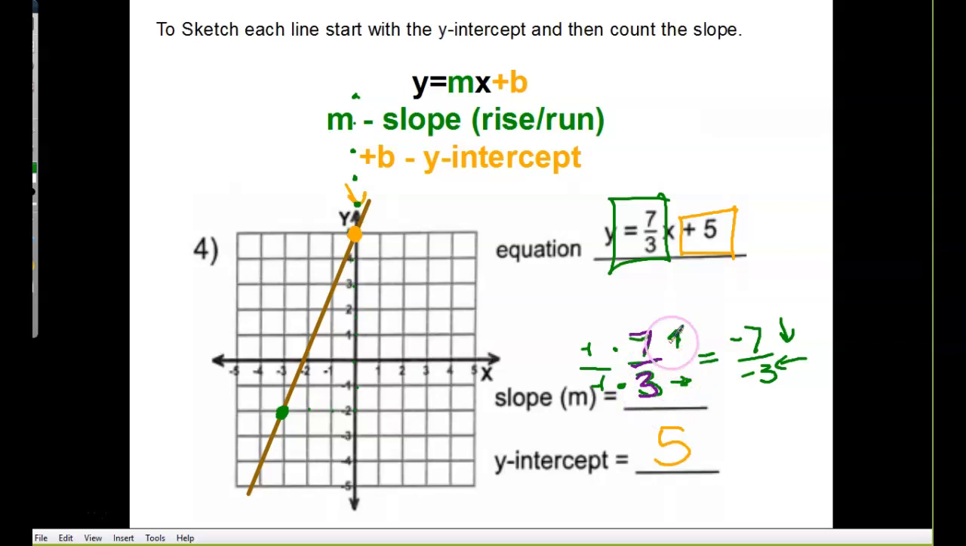7/3. If I go up and to the right from this second point, I want to know if these are really equivalent. I want to test it. Up 1, 2, 3, 4, 5, 6, 7. Over to the right 3. 1, 2, and 3. And I wound up at the same spot again. So this is an equivalent fraction, an equivalent ratio.